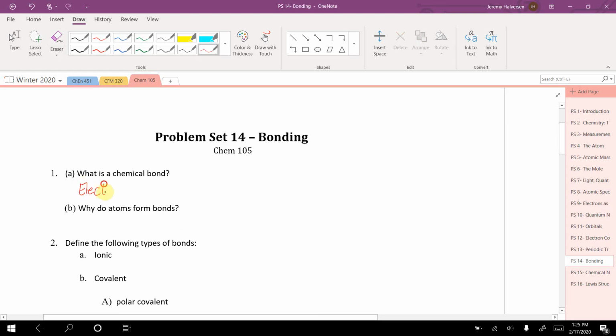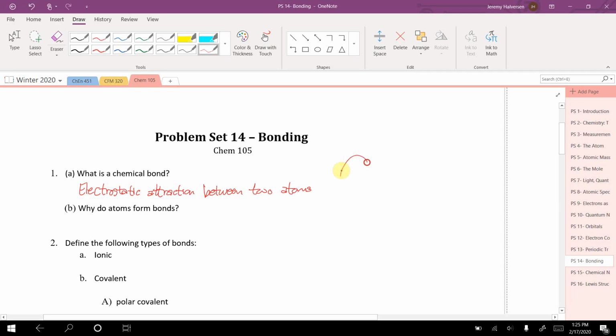A chemical bond is just electrostatic attraction, and it's going to be between two atoms. We call that a bond. What electrostatic attraction is, that's just when you have a positive charge and a negative charge that are being attracted to each other because of their charges.